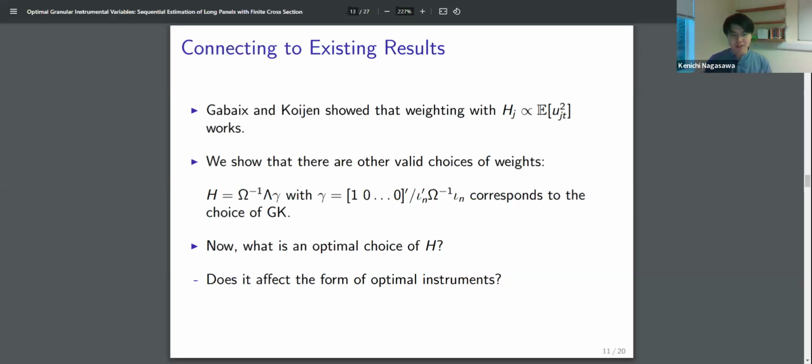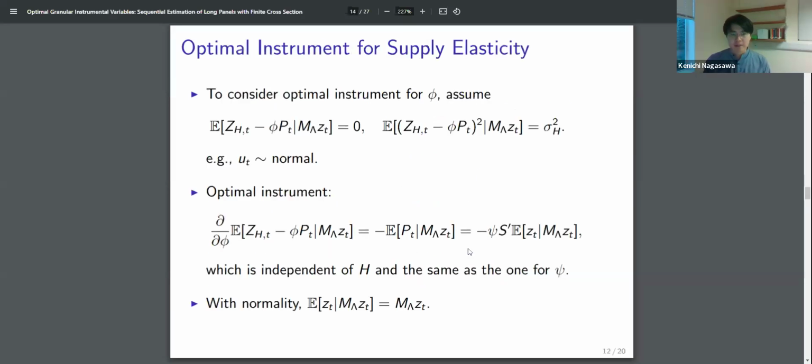And so the way I do it is, first I'm going to fix h. Suppose that I have a valid weight vector h, and then we want to characterize the optimal instruments given the h. And then given the optimal instruments, we want to minimize the asymptotic variance of the GIV estimator. So as I said, I'm going to first start with fixed H and assume that this H is valid, and then we want to characterize the optimal instrument.